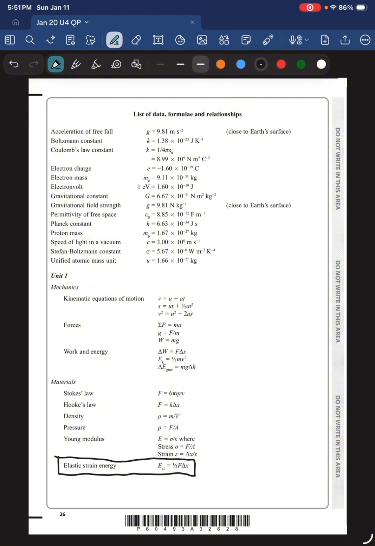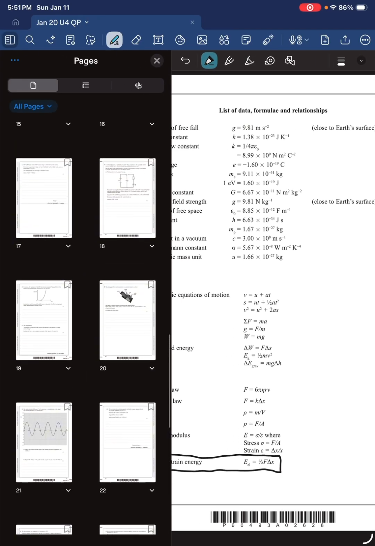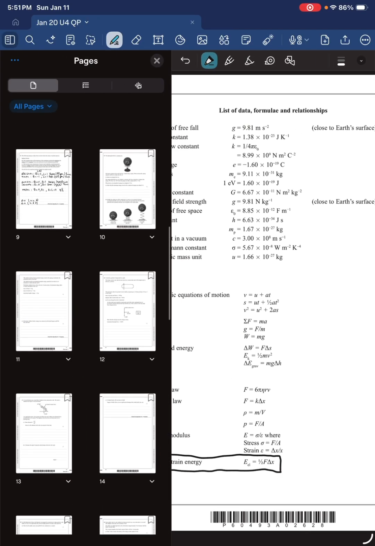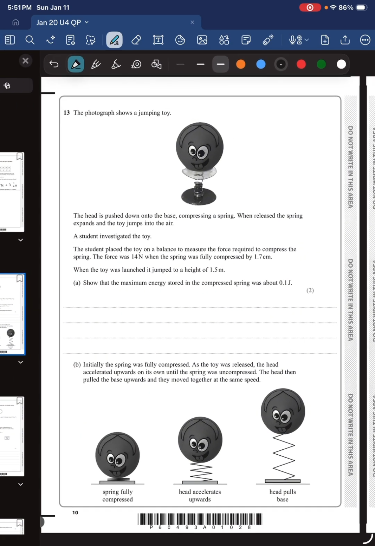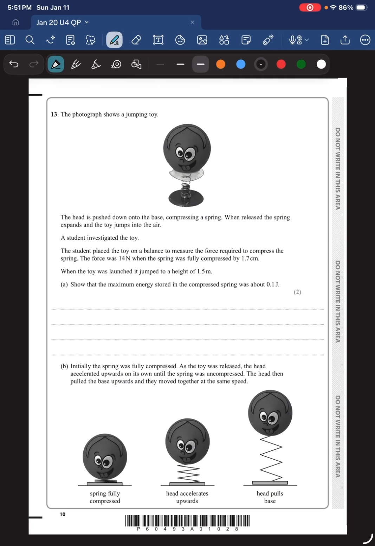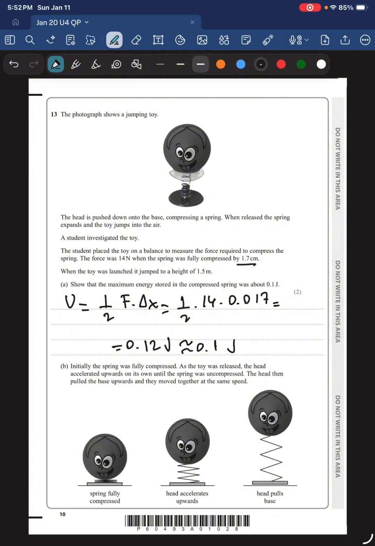You should be able to remember this anyway, but it's good to have in mind that sometimes they ask simple questions like that from Unit 1. So don't panic and check the back of the paper. So the energy, let's call it U, is 1/2 F times delta X. So 1/2 times 40 newtons times 0.017 meters yields 0.12 joules, which is about 0.1 joules. Okay, simple as that. Just by reading the back of the paper, you get 2 marks.